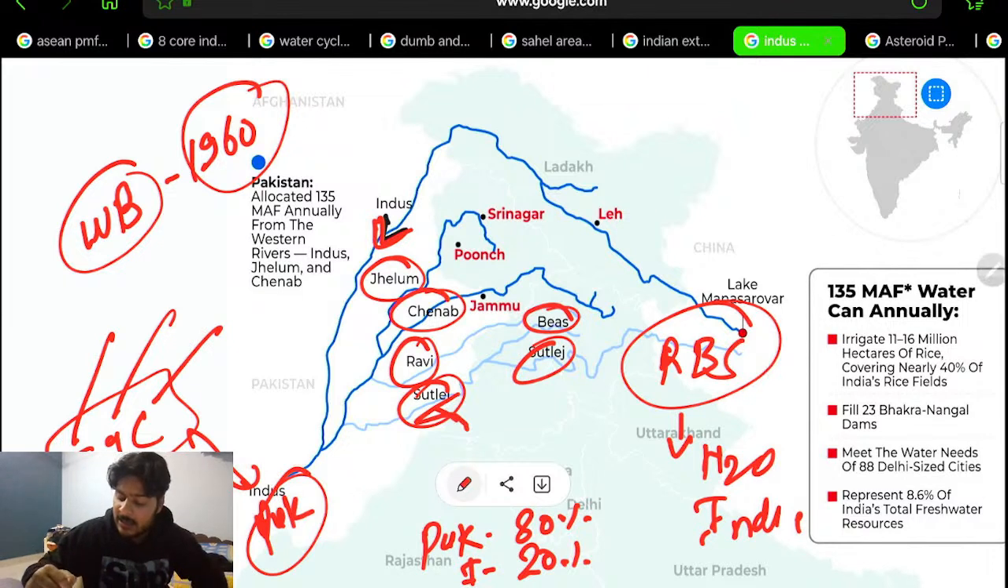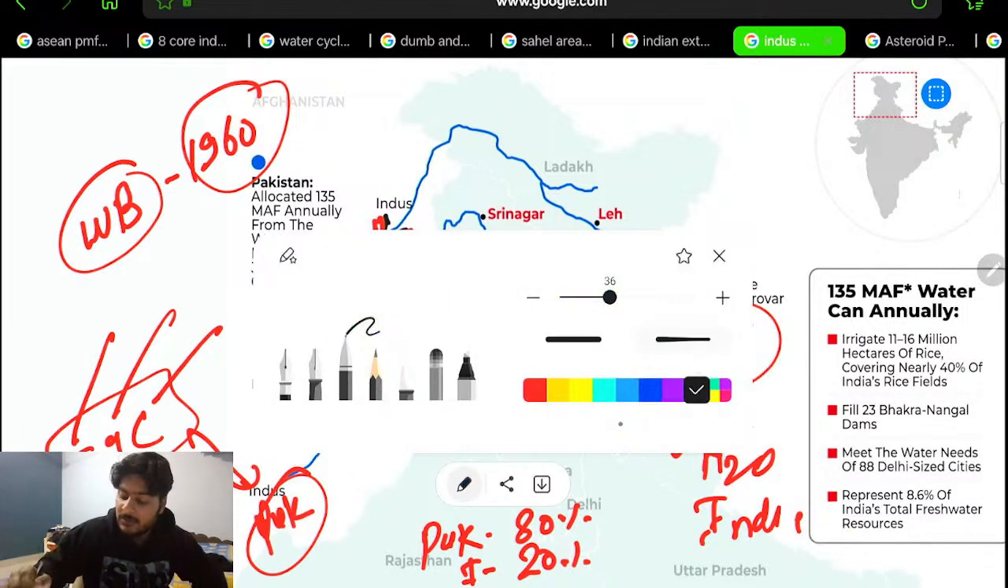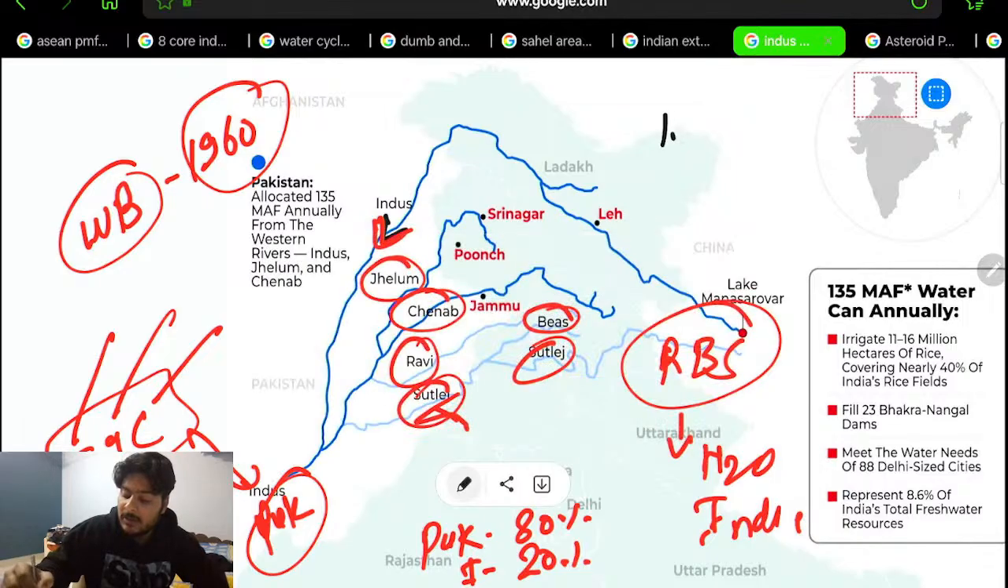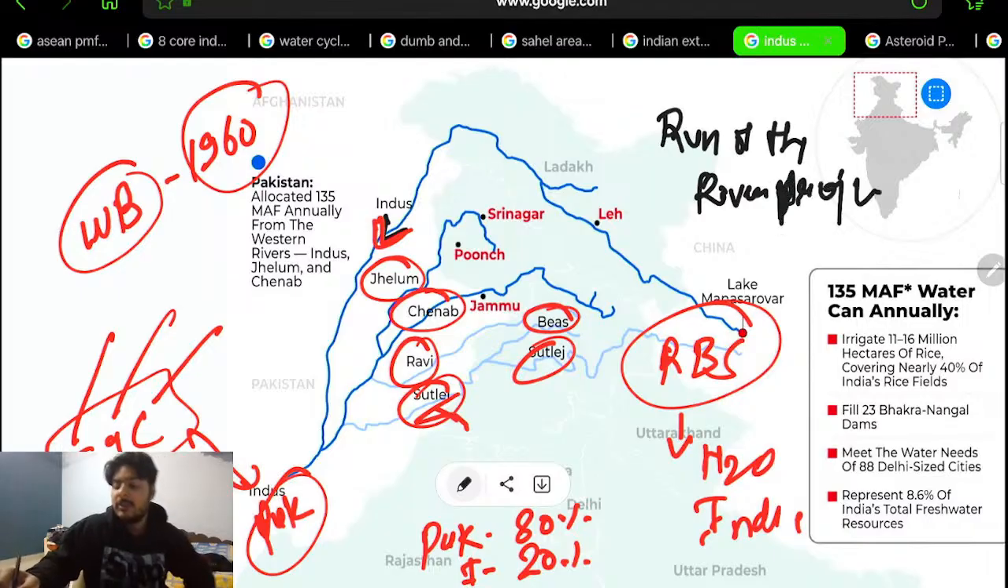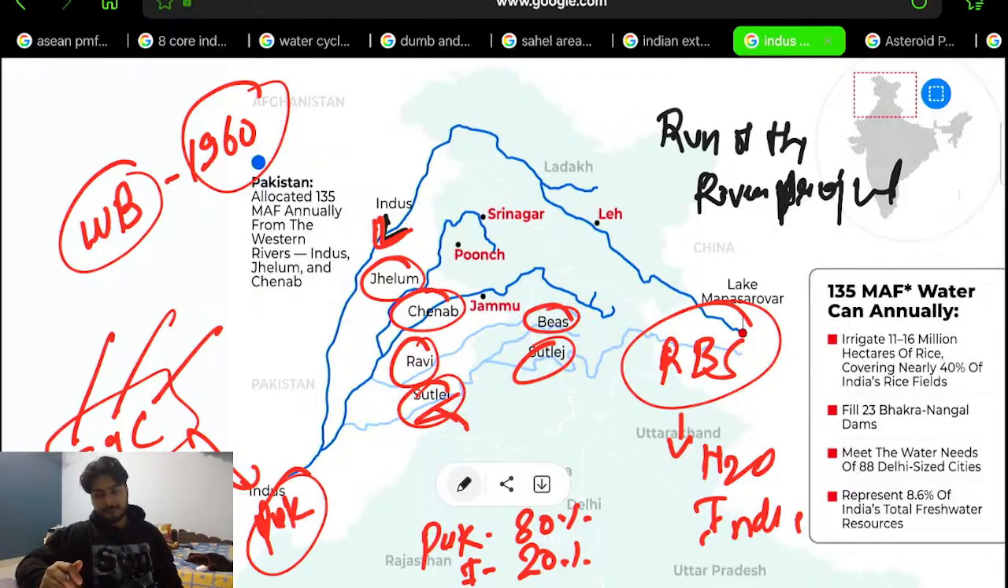In addition to that, India can only make run of the river projects. What is it? For example, let's say India wants to produce energy from this Indus River and set up a turbine. In that case, definitely no issue, because India will not hold the water. But if it makes a very big bridge or something else, at that time it will hamper the flow of the water to Pakistan.